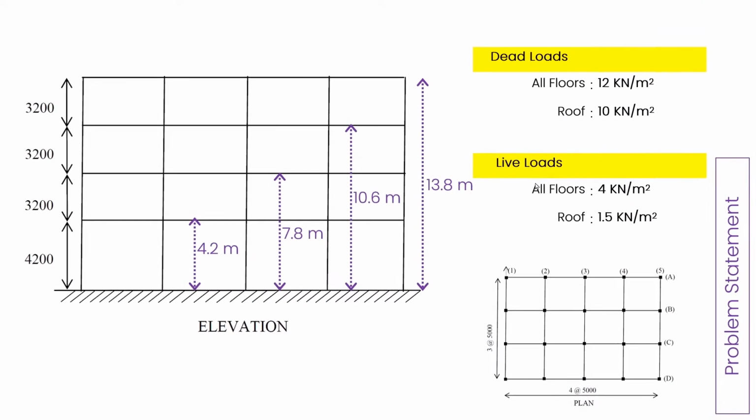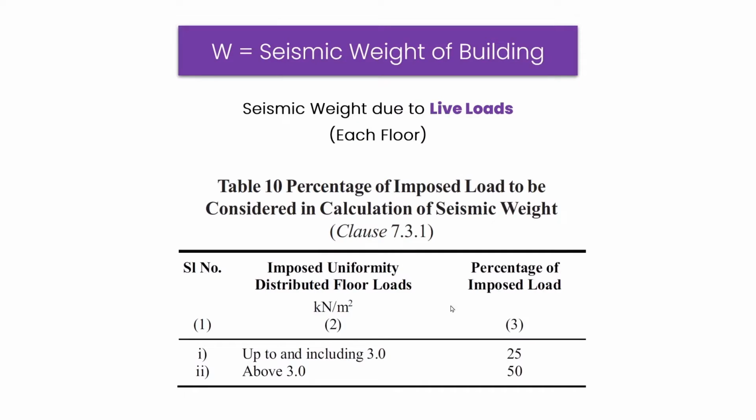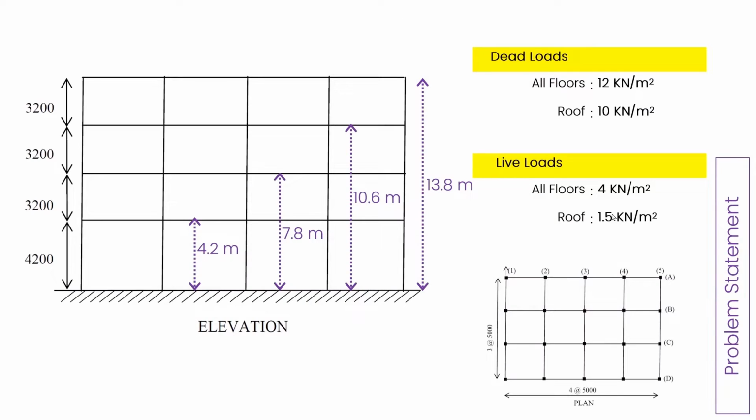Let's move on to the live loads. Now for all the floors, the live load is 4 kilonewton per meter square. The value is greater than 3, so we'll be using 50% of this load. So 50% of 4 kilonewton per meter square is 2 kilonewton. That is what we will be using from 4.2 to 10.6 Y ranges. So we'll have a value of 2 kilonewton per meter square on this floor, on this floor, and on this floor. All will be having a value of 2.